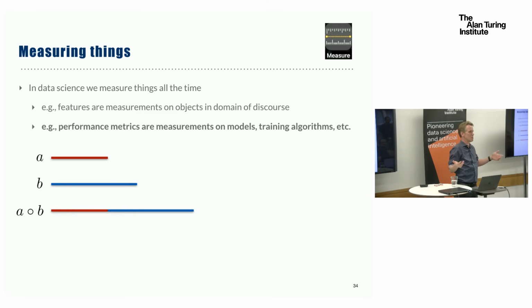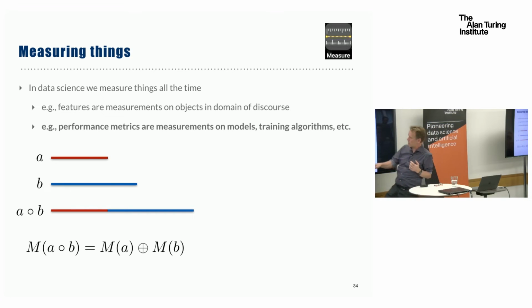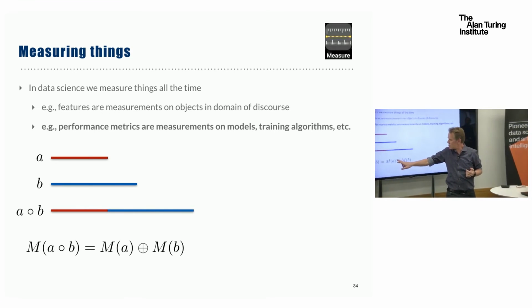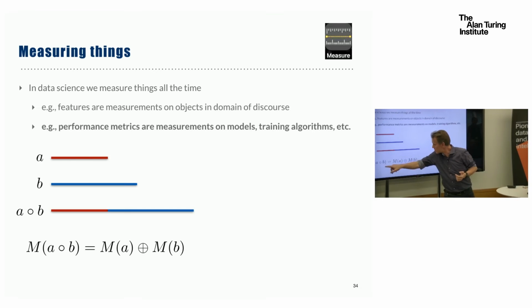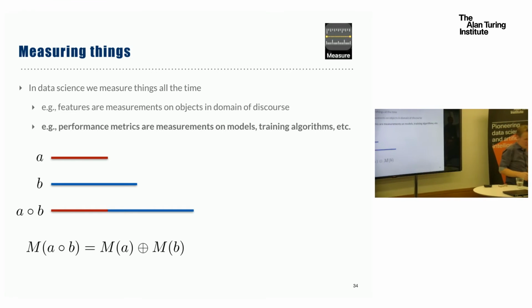Well, you say it's obvious. It's the length of A plus the length of B. But mathematicians would say there's an operation of concatenation, and then there's a measurement function, and then there is some kind of mathematical operation here, and somehow you want this to be an isomorphism of some kind, okay? And there's a lot of things that you can say about this.